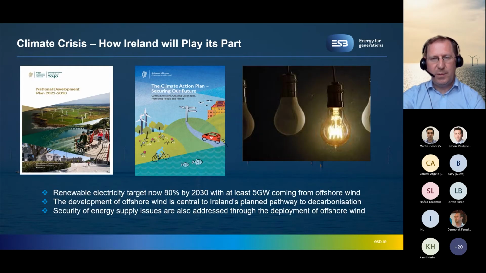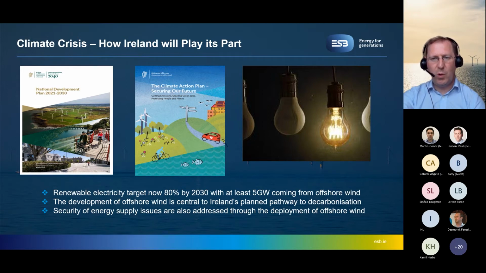The response of the Irish government to this threat is covered under a number of policy documents, including the Climate Action Plan 2021. This sets out a new target. 80% of all electricity generated by 2030 must come from renewable sources.